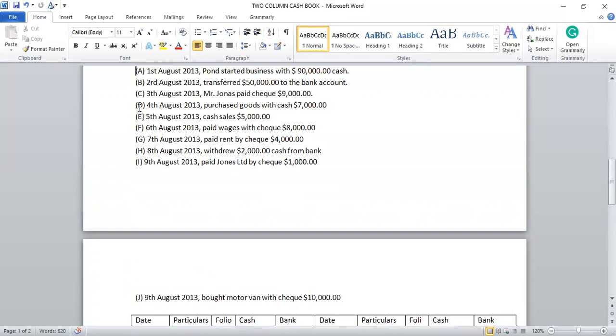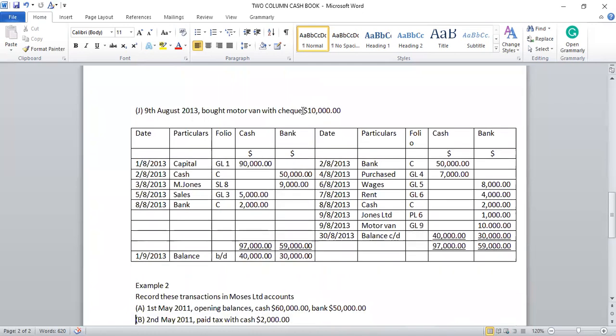The 4th transaction, D, 4th August 2013, purchase goods with cash, $7,000. So the cash account is going to be credited, and the corresponding entry will go to the purchases account, the general ledger. But we are entering only the cash transaction in the cash book. So we come here, the cash account will be credited. So we come to 4th August 2013. The particulars is purchases. And the folio is general ledger, page 4. That's where the corresponding entry can be found in the purchases account, the general ledger, page 4. I assume that is page 4. And the amount of $7,000.